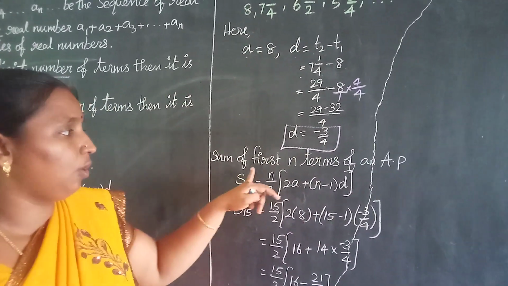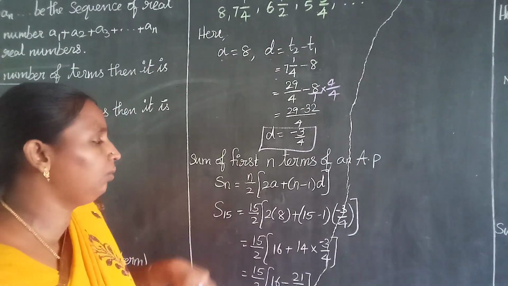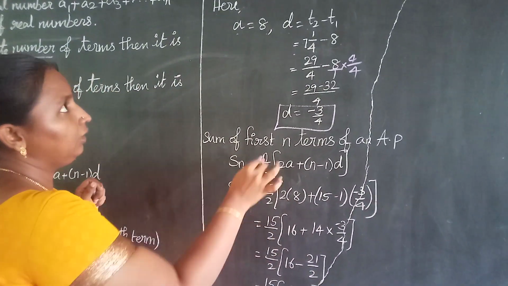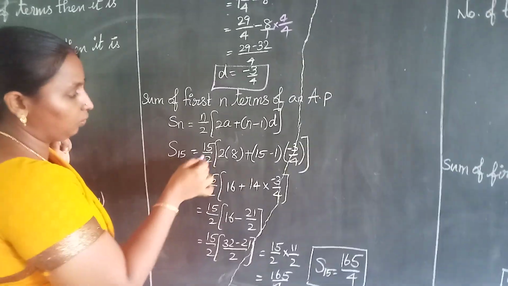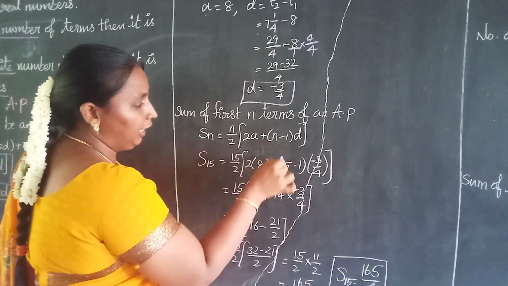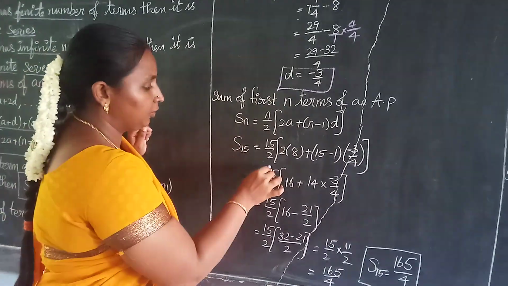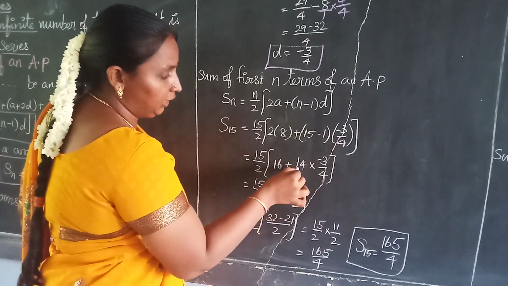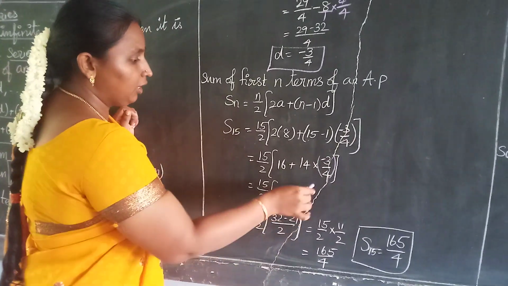Next they ask the sum of the first n terms of an AP. Write the formula: Sn equal to n by 2 into (2a plus (n minus 1) into d). They ask how many terms? 15 terms. So S15 equals 15 by 2 into (2 into the a value, which is 8, plus (15 minus 1) times d, which is minus 3 by 4). So write 15 by 2 into (2 8s are 16 plus 14 into minus 3 by 4). Okay, now we can cancel here.